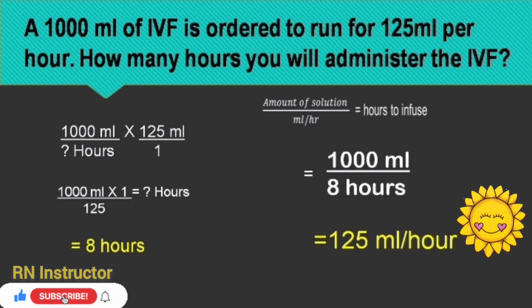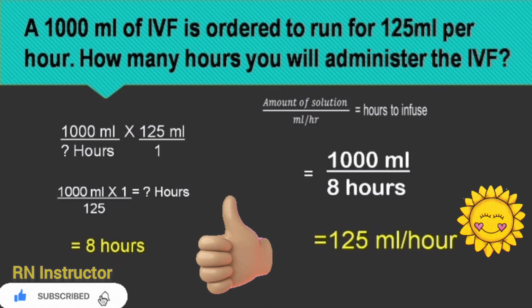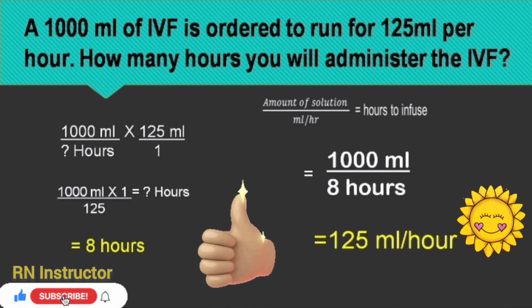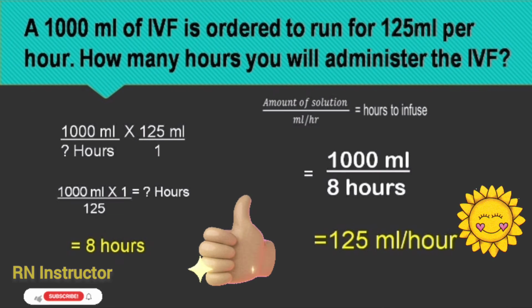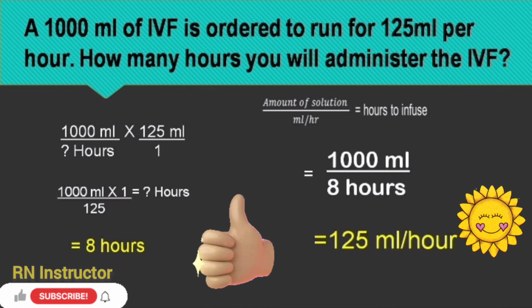So how I can confirm this is by again applying our ml per hour formula. Actually this is a little tricky one. You just need to confirm in both ways. Once you get the answer, you can again apply the ml per hour formula. Then if you are getting the same answer, 125 ml per hour, then your answer is correct.